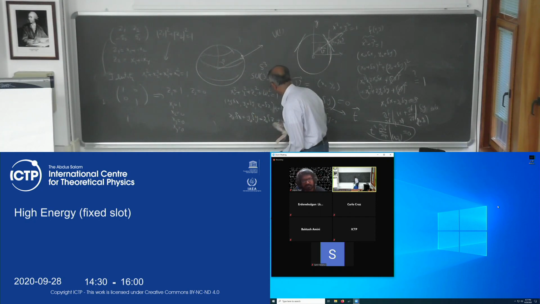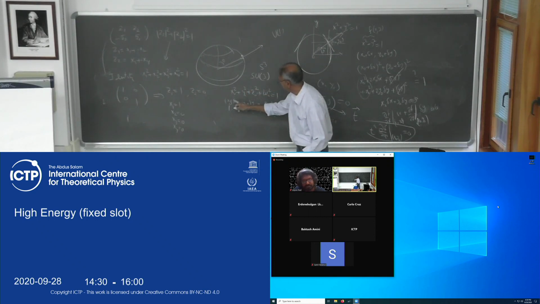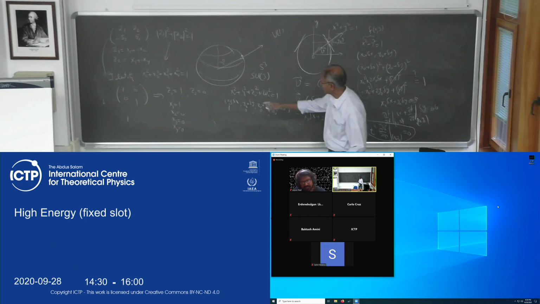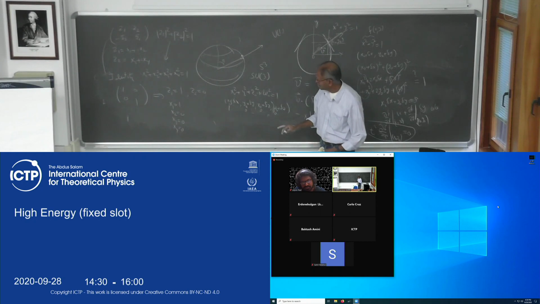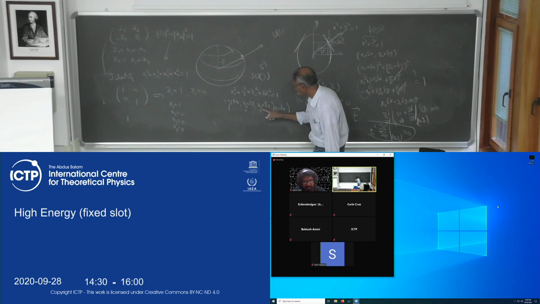So we now just take the special case where x0 is equal to 1 and everything else is 0. Think of this as x1, x2, x3, x4. Unfortunately, I changed this notation. Is that clear to you? Just call x0 as x1, x as x1, y as x2, z as x3, and w as x4. And so we are expanding around x equal to 1, y equal to 0, z equal to 0, and w equal to 0.